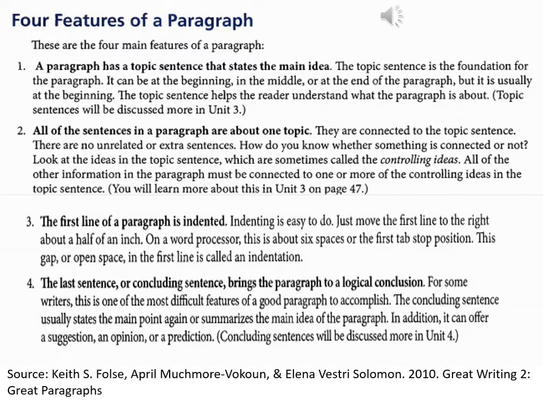The second feature is all of the sentences in a paragraph are about one topic. They are connected to the topic sentence. There are no unrelated or extra sentences. And then the third feature is the first line of a paragraph is indented.